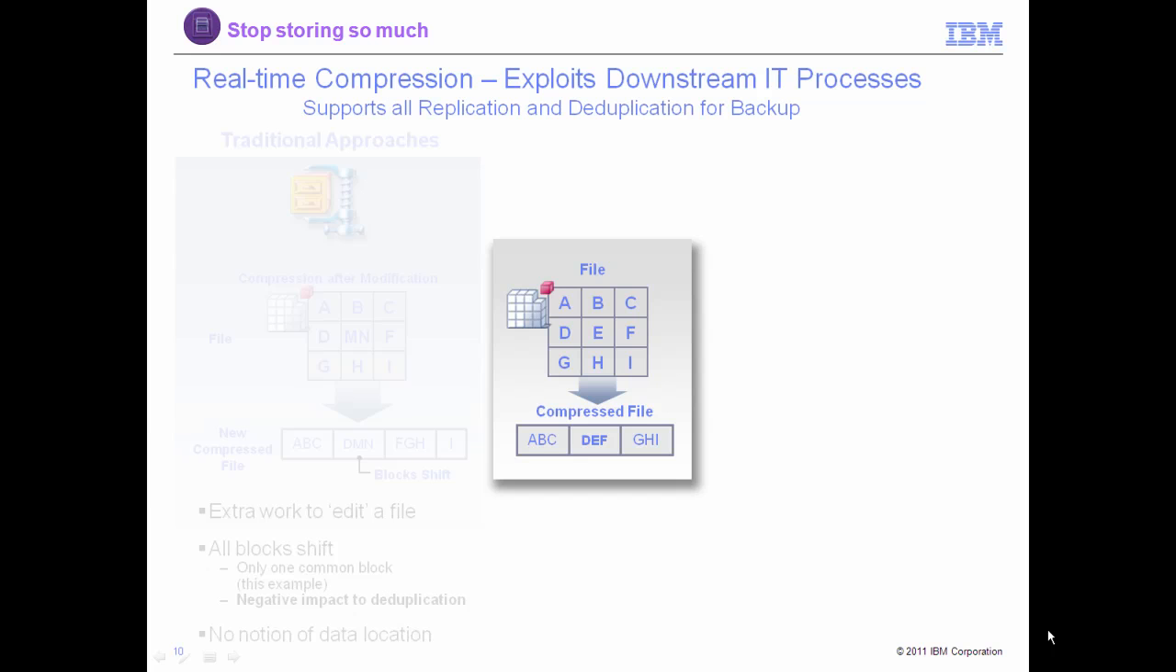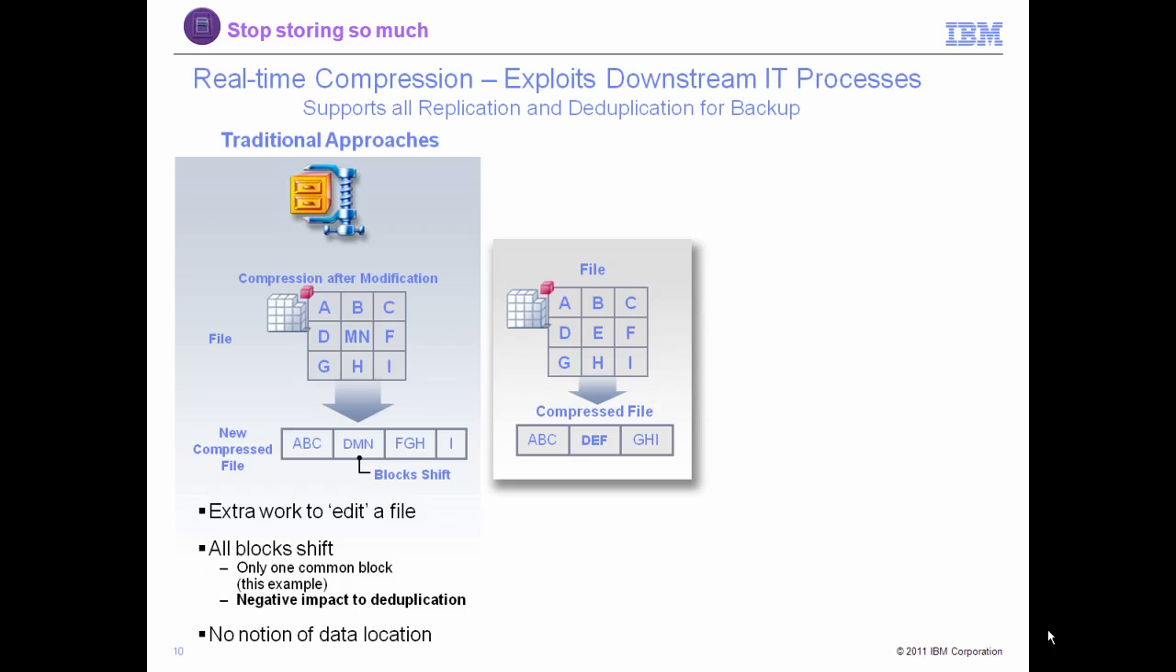In the example on the left-hand side, or let's start in the middle, the example in the middle is a file that is compressed essentially at a 3-to-1 compression ratio. On the left-hand side, what you see is a modification made to that file in the middle. Now what you have is the mn function having been put in the middle of the file, and then the file is recompressed. What you see is everything after the first block has been shifted. So the commonality between the original compressed file and the new compressed file is only one common block. So from a deduplication perspective, it's not very efficient.